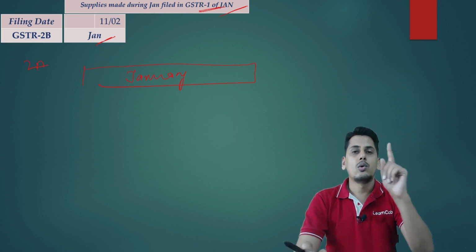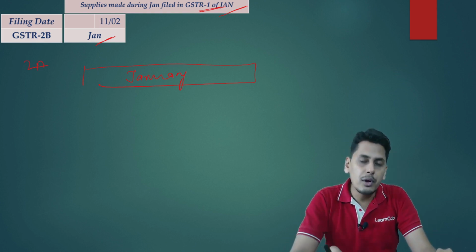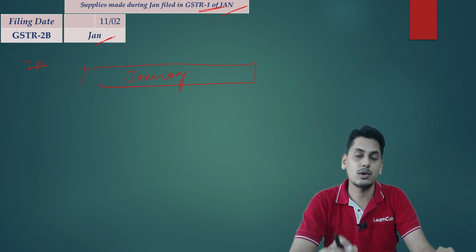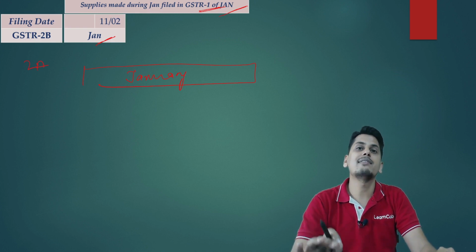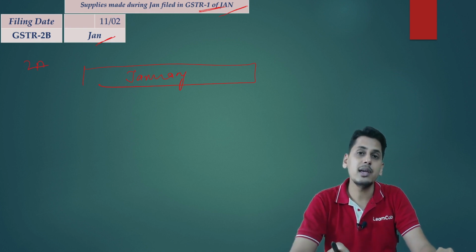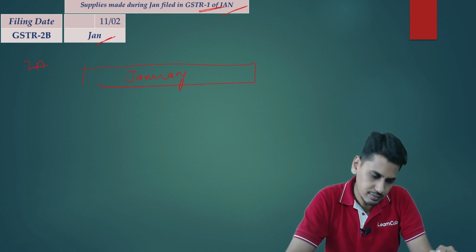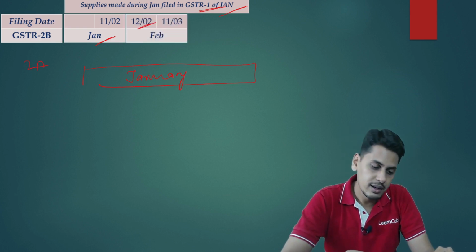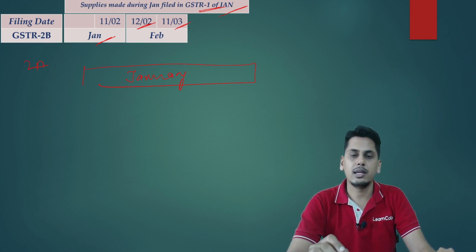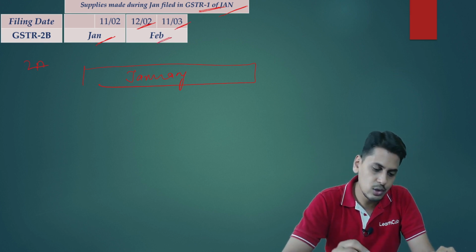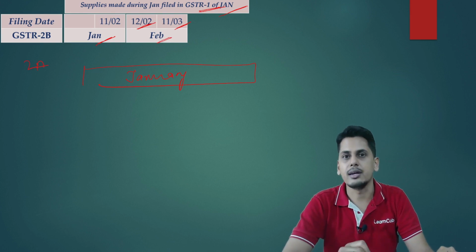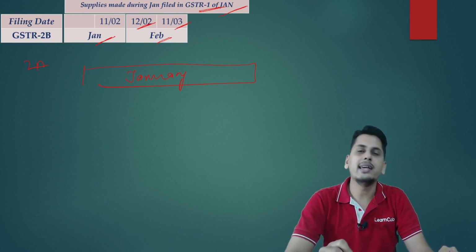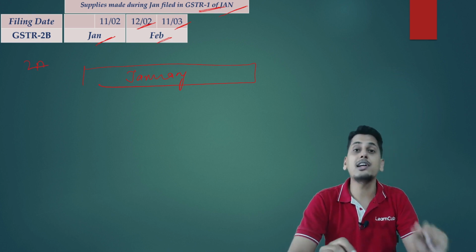Friends, what is the due date of filing February month's GSTR-1? The due date of filing February month's GSTR-1 happens to be 11th of March. So friends, if it is filed on or after 12th of February till 11th of March, it will appear in GSTR-2B of February. The next thought, what if it is filed on or after 12th of March?